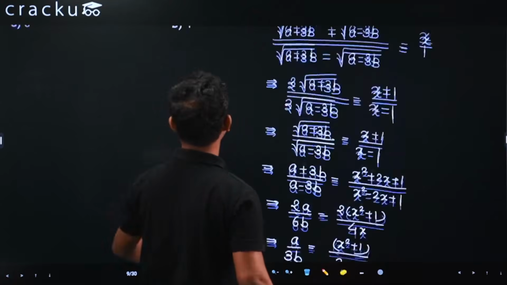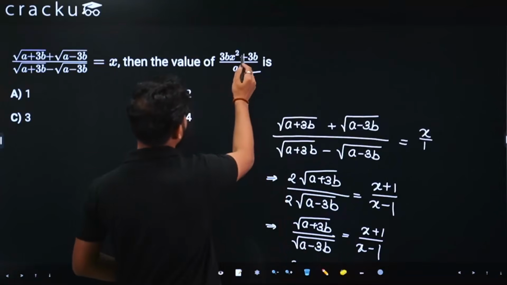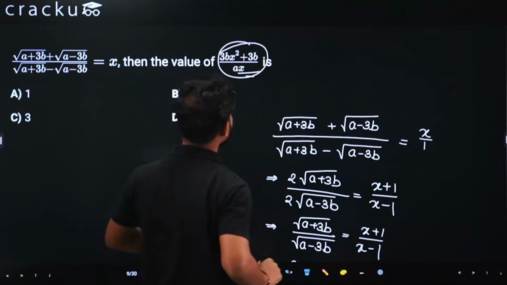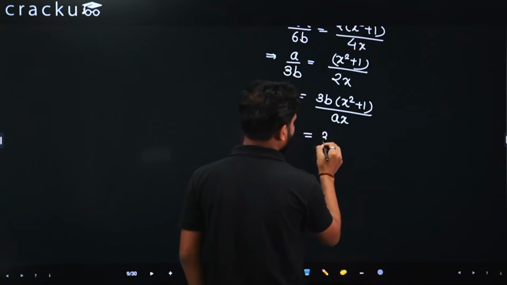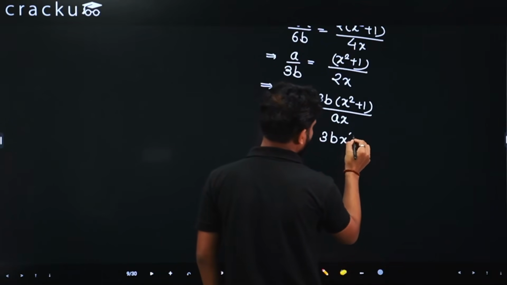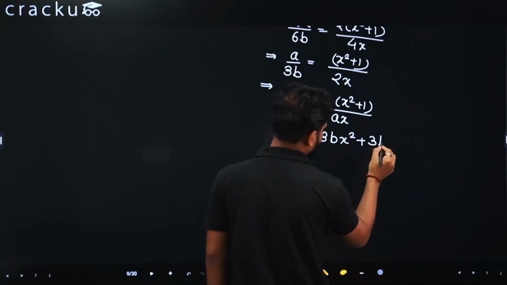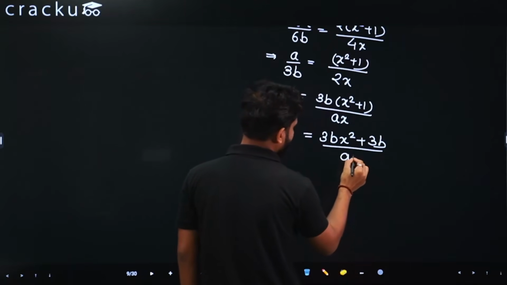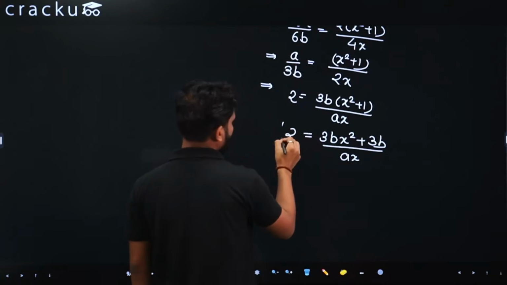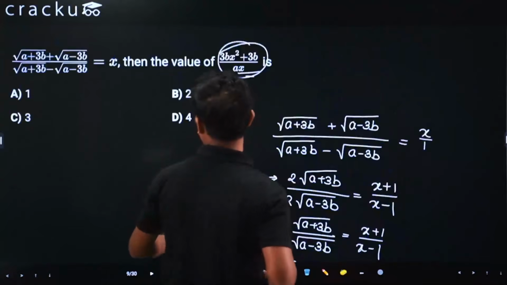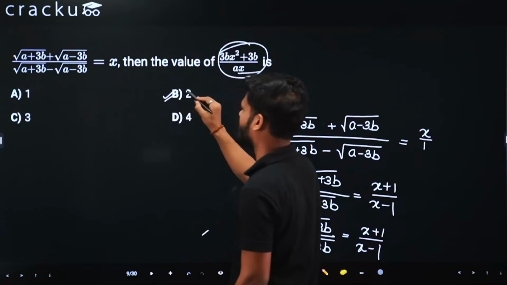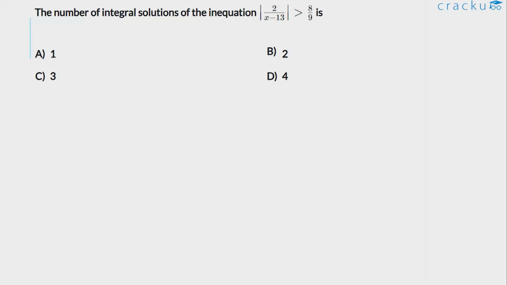And what do you need actually? You need this value only, 3b x square plus 3b upon ax. And this is nothing but 3b x square plus 3b upon ax, and this is equal to 2. So the answer to this question will be 2, which is given in option number B. So option B will be the correct choice here.